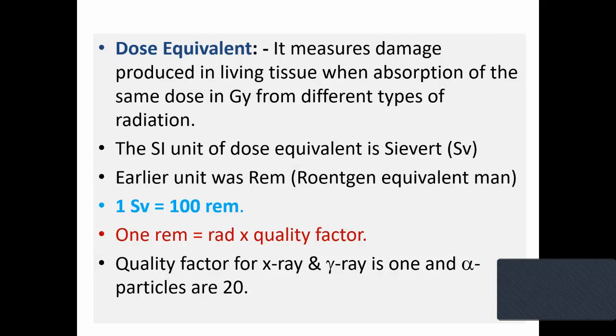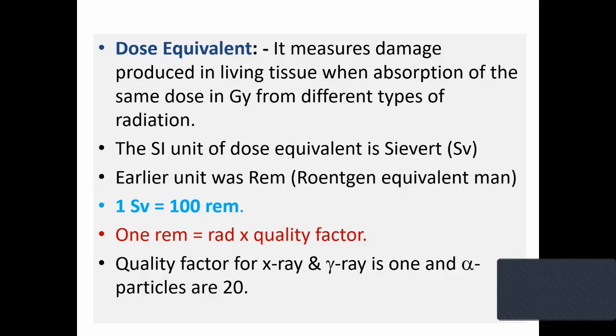Next one is the dose equivalent. Dose equivalent measures the damage that is produced in a living tissue on absorption of the same dose in gray from different types of radiation. Suppose the same dose of a different radiation like X-ray, gamma rays, or alpha rays is irradiated, then how much damage is produced in a living tissue is measured with the help of dose equivalent.